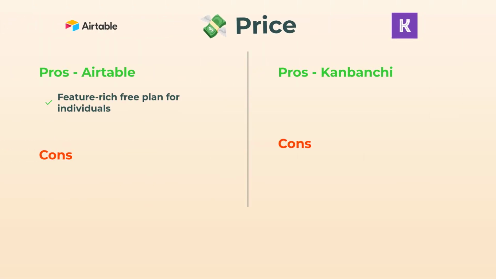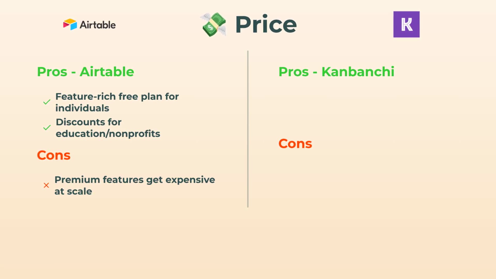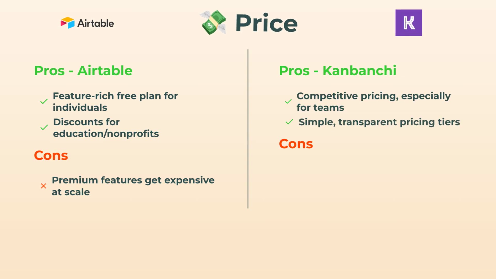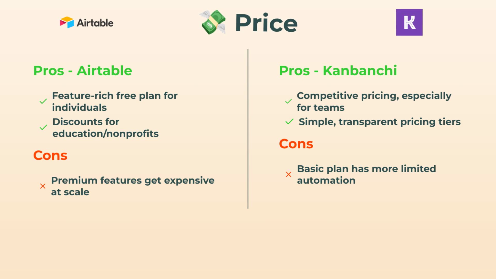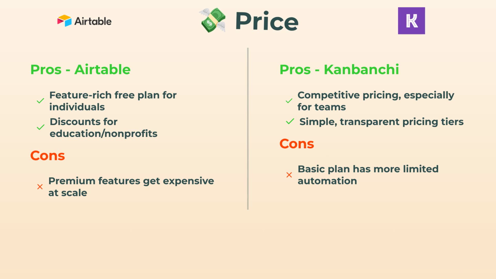Okay, first up, price. Now, Airtable does give you a lot on their free plan, especially if you're solo, and if you're in education or a nonprofit, hey, there are discounts, which is always nice. But once your team grows and you need the premium stuff, it can get a bit pricey. On the flip side, Kanbanchi kinda wins here. Their pricing just feels simpler, more team-friendly, and honestly, it's easier for budgeting. Their entry plans do limit you on automations, but for most folks, that's totally fine. So if your wallet decides, Kanbanchi's your pick.